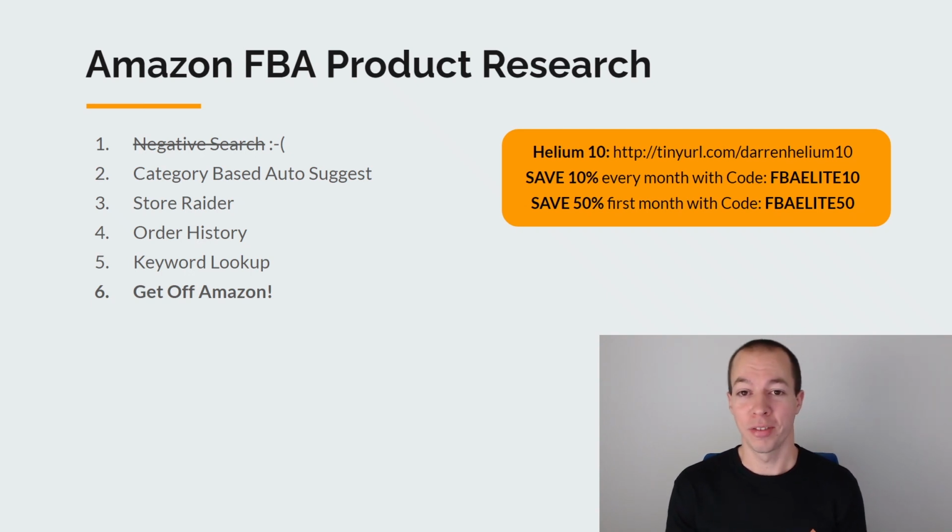So hopefully you guys have found these ideas helpful. We've got 5 different methods there you can use to find products on Amazon. Like I said, if you haven't seen my product research criteria video, make sure you check that out. I'll link to that in the comments.